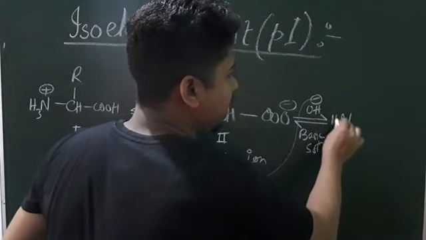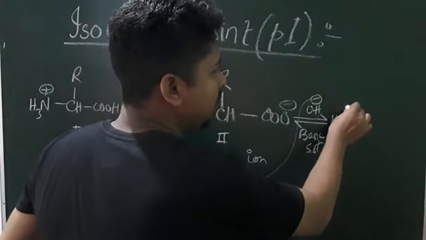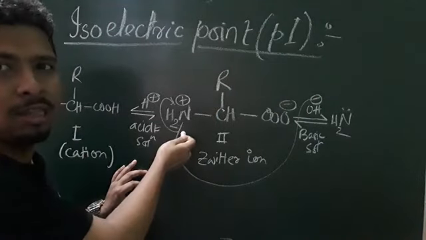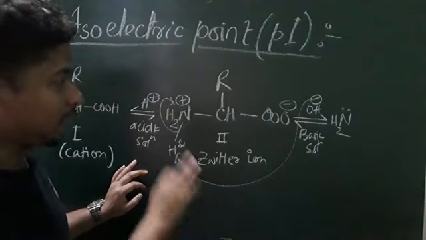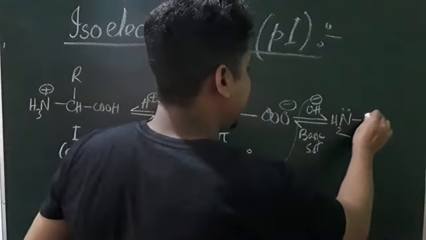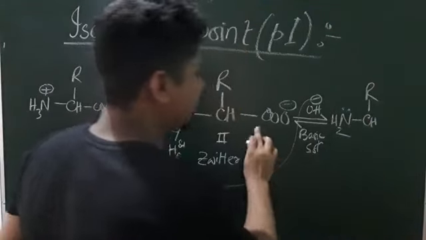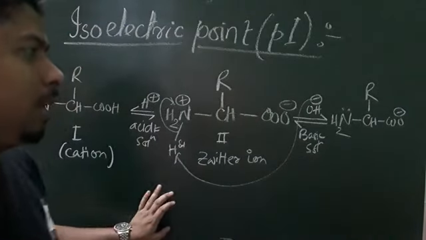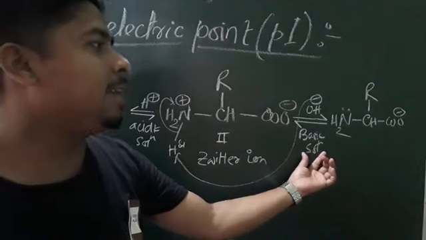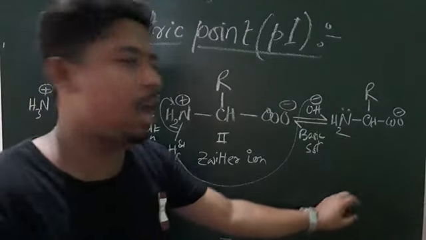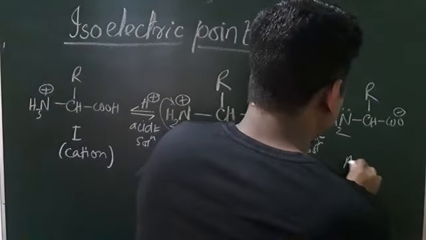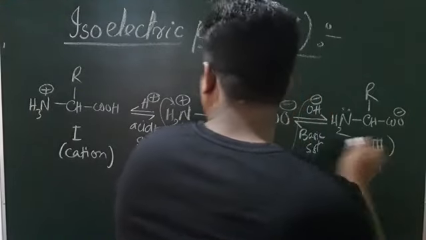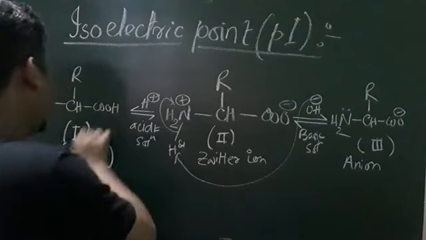NH2. So here you will get NH2. Here you will not have any positive charge, because this nitrogen will be satisfied by these bonded electrons. So here you have NH2, then CH, then bond R, then COO minus. So here you see, in presence of basic solution, it exists as an ion. So this is an ion. So this is structure number 3, this is structure 2, this is structure 1.